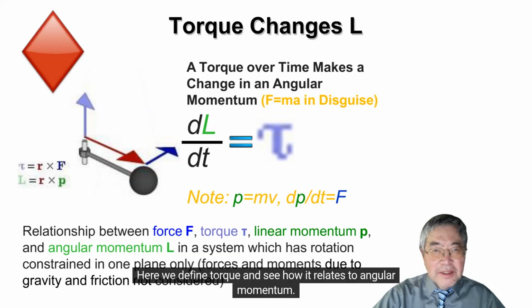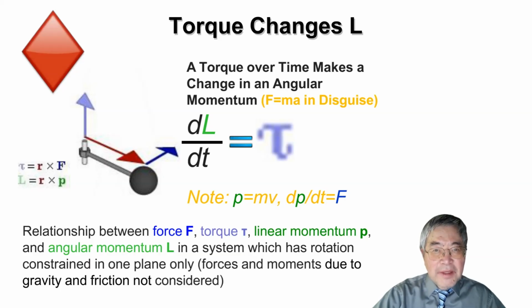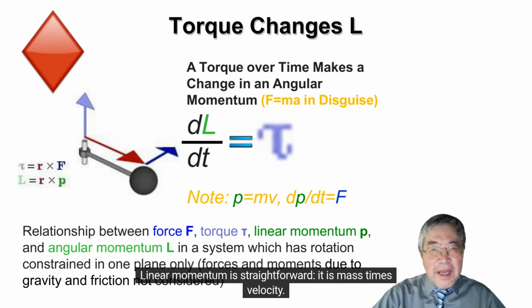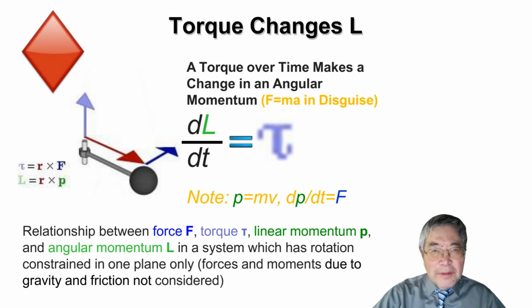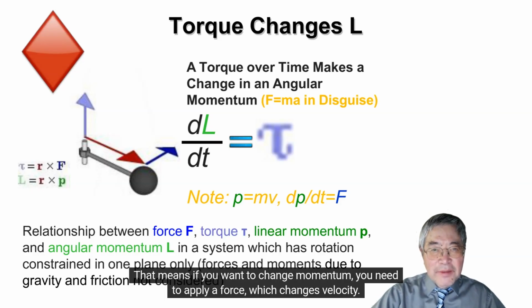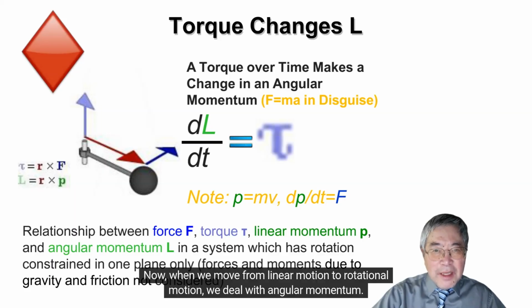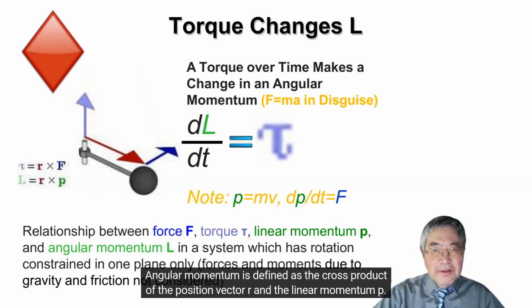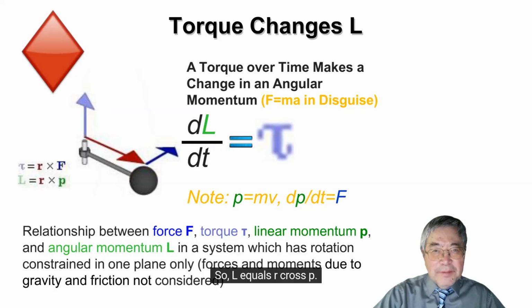Here we define torque and see how it relates to angular momentum. Linear momentum is straightforward. It is mass times velocity. According to Newton's second law, the time derivative of linear momentum is force. That means if you want to change momentum, you need to apply a force, which changes velocity. Now, when we move from linear motion to rotational motion, we deal with angular momentum. Angular momentum is defined as the cross product of the position vector r and the linear momentum p. So L equals r cross p.